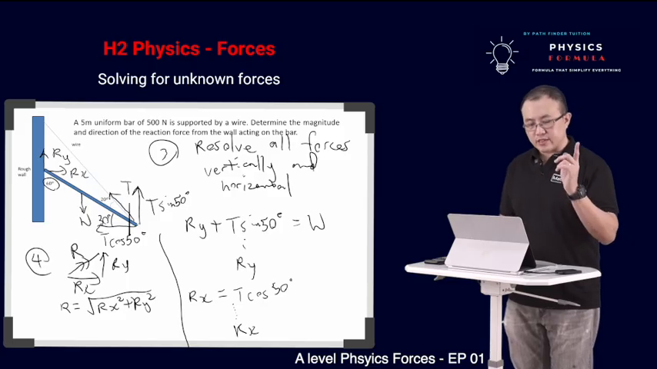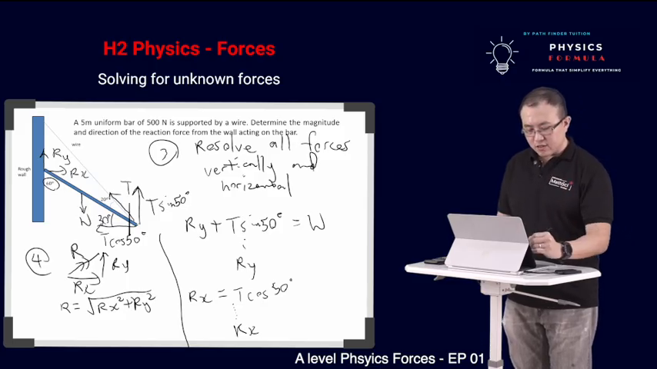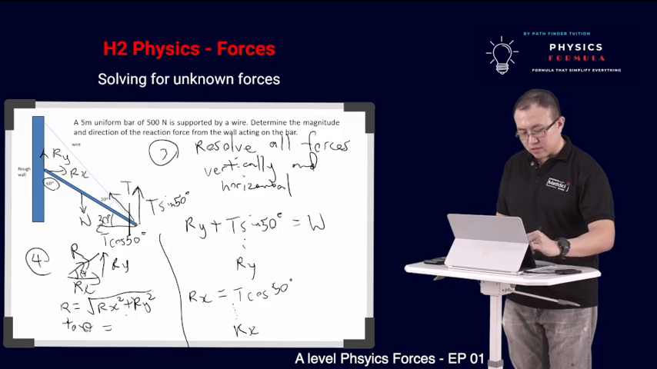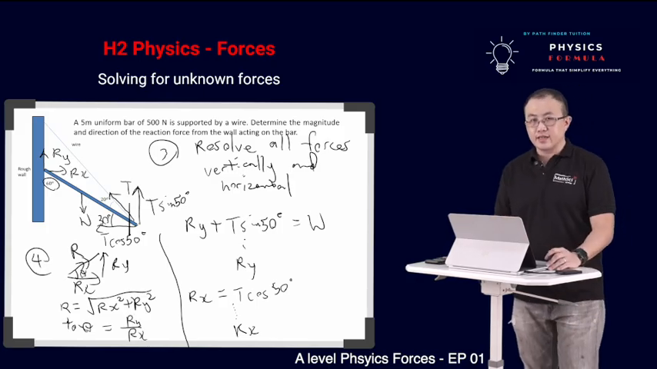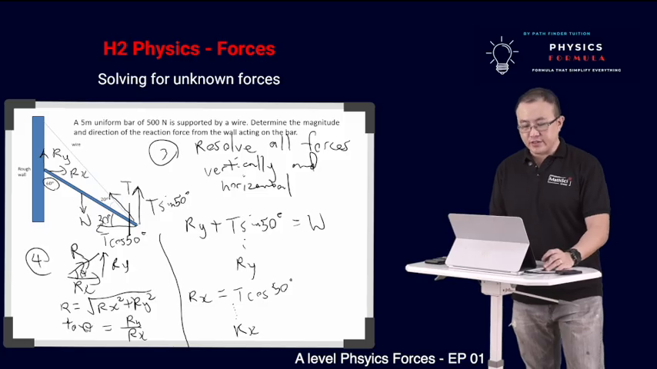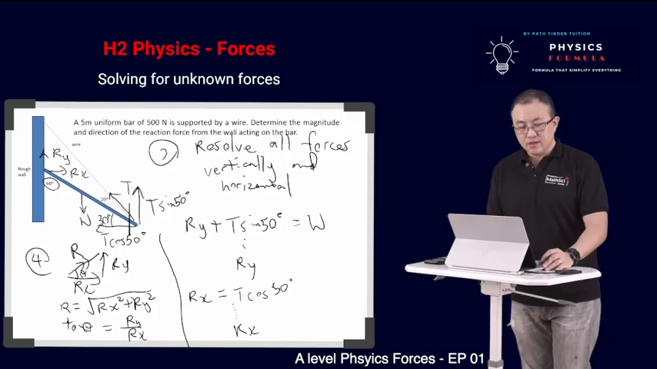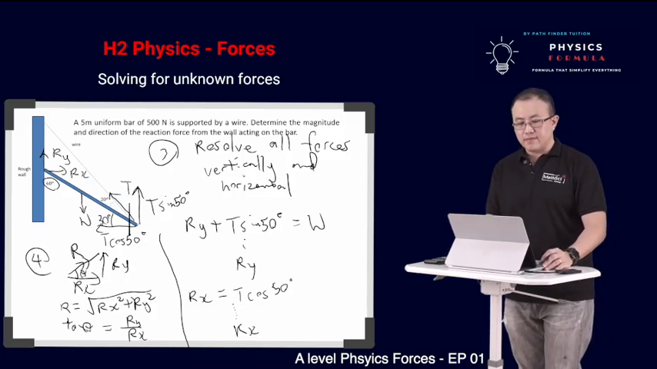The question also asks for the angle. Okay, take note, you can use tangent to help you. Let's say this is your theta, right? So tangent theta equals Ry over Rx. Then you will be able to find the angle with respect to the horizontal. Okay, so this is the last step.